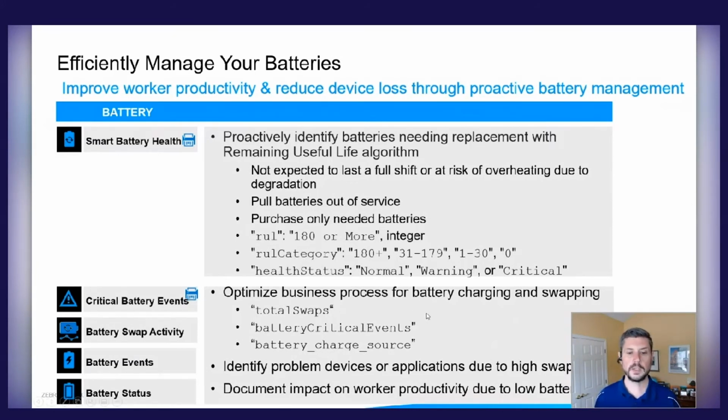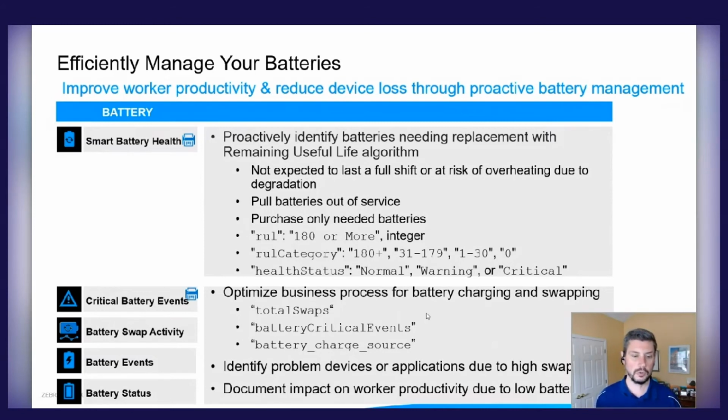So some of these could be, we're not charging a battery for the full amount that it should happen. Maybe there's something with a business process that needs to be changed. Maybe there's an issue with an app that's causing significant battery drain, or an issue with a device. So by piecing together some of these different data points, we can really start to identify what needs to be addressed.